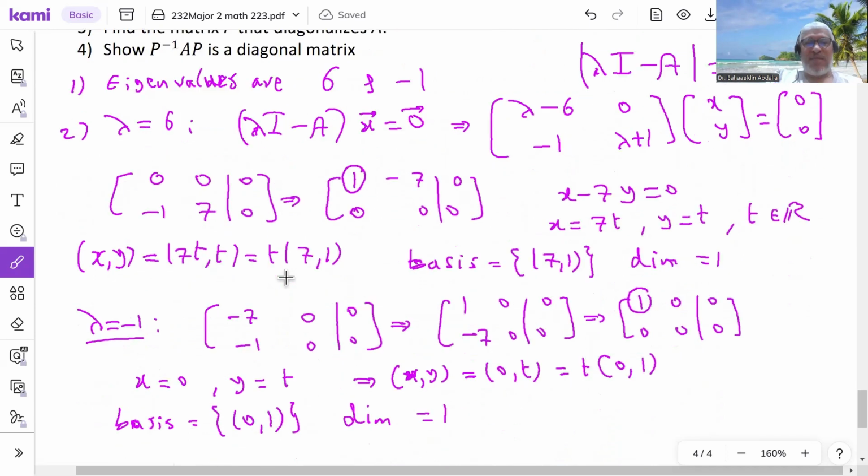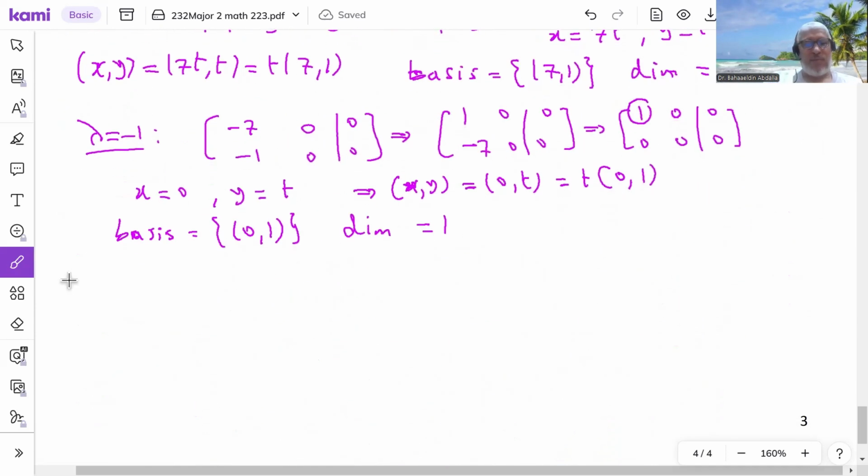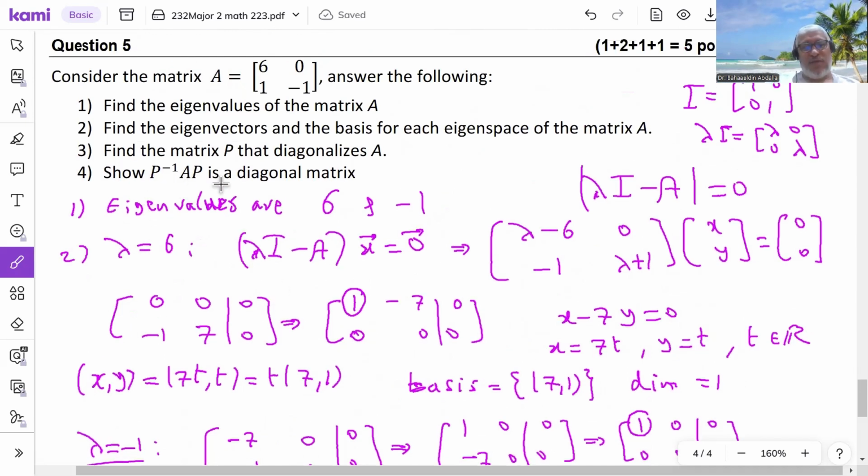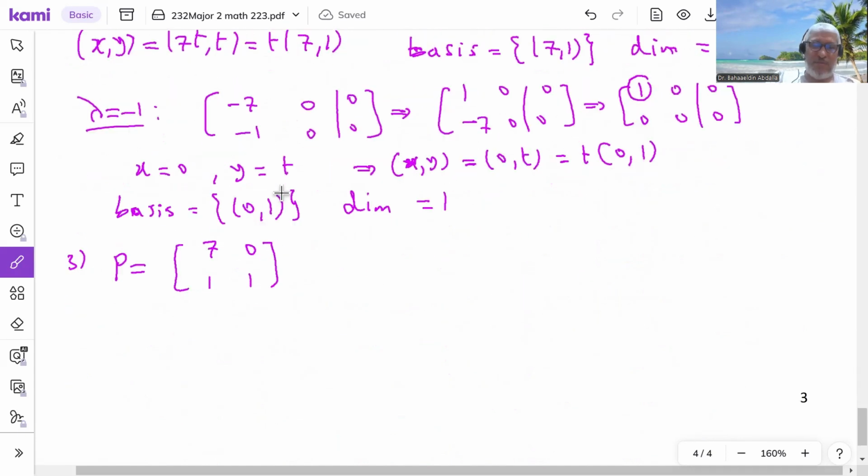Part 3, find the matrix B that diagonalizes A. You should know how to find P. You write the first basis as a column, and the second basis as the second column. So this would be the matrix B. Show that B inverse AB is a diagonal matrix. This is the meaning of P diagonalizes A. It means that P inverse AP is equal to D, where D is a diagonal matrix.